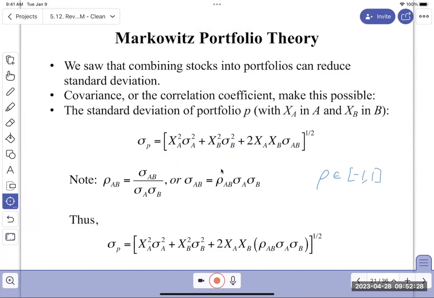It's between -1 and 1. And if it's -1, then the assets A and B are perfectly negatively correlated. Well, how does that affect things? We'll talk about that. If it's 1, they're perfectly positively correlated. Well, how does that affect things? And what if correlation is 0? So I'm going to look at those 3 cases: -1 correlation, +1, and 0 correlation.